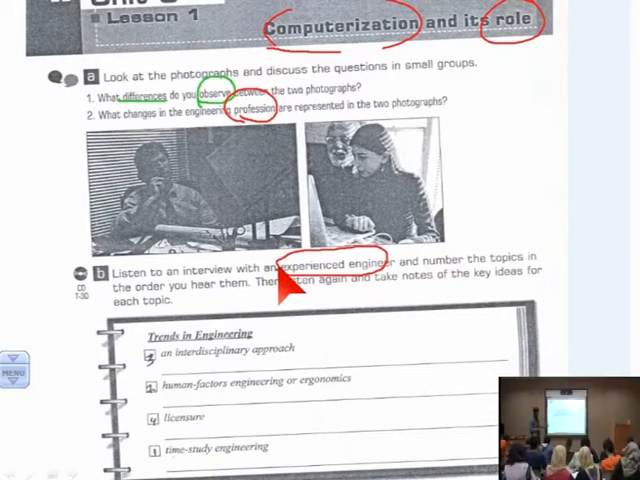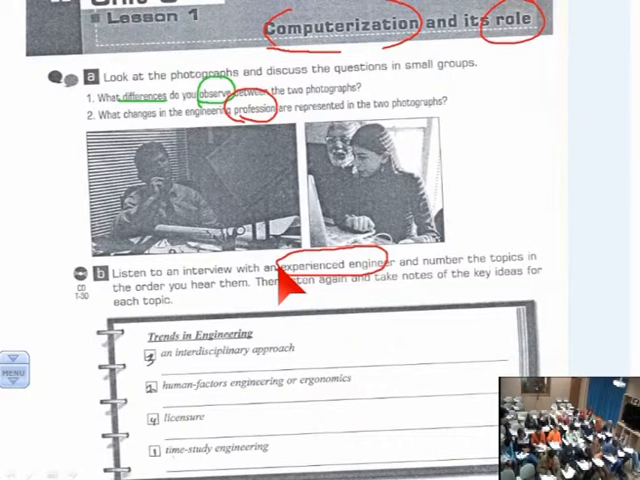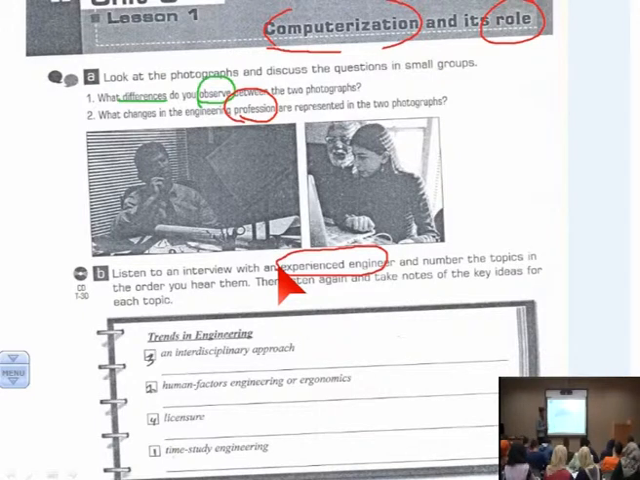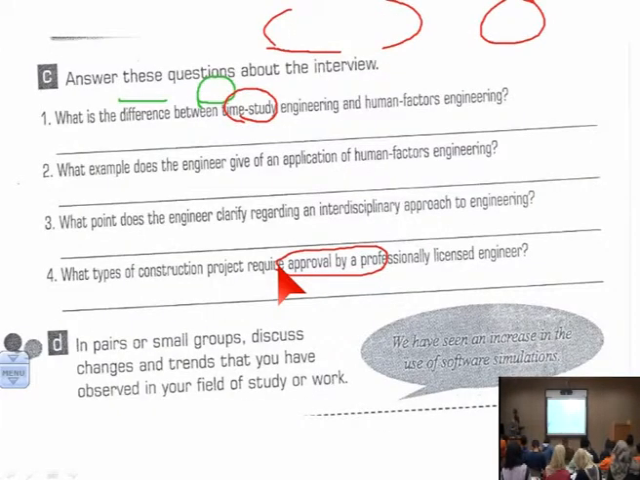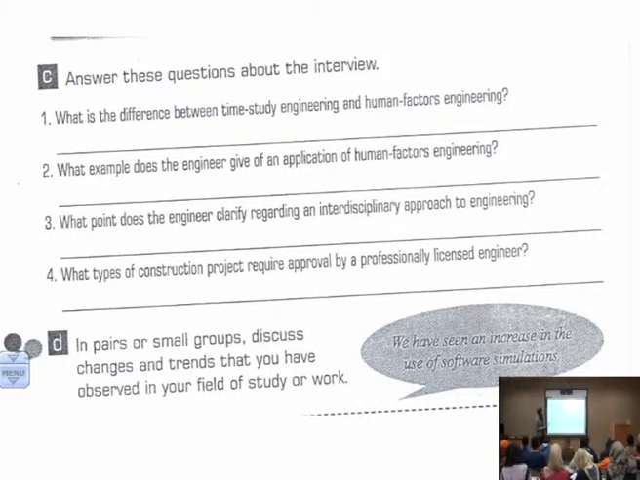So if you want to order them, which one comes first? First, time study engineering. Number two? Human factors engineering or ergonomics. Number three? And the last one, I suppose, is license. Yes, license. So this is the idea. Those are the words you must know. Try to pay attention to them. Those are important ones.